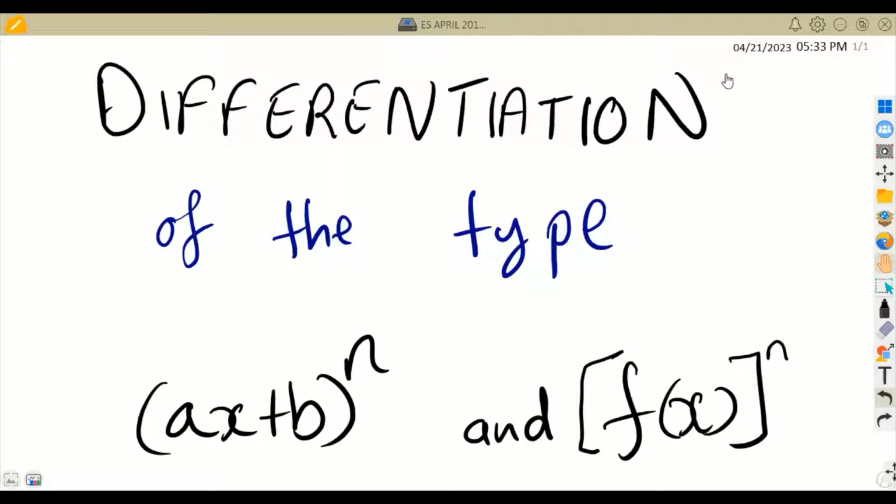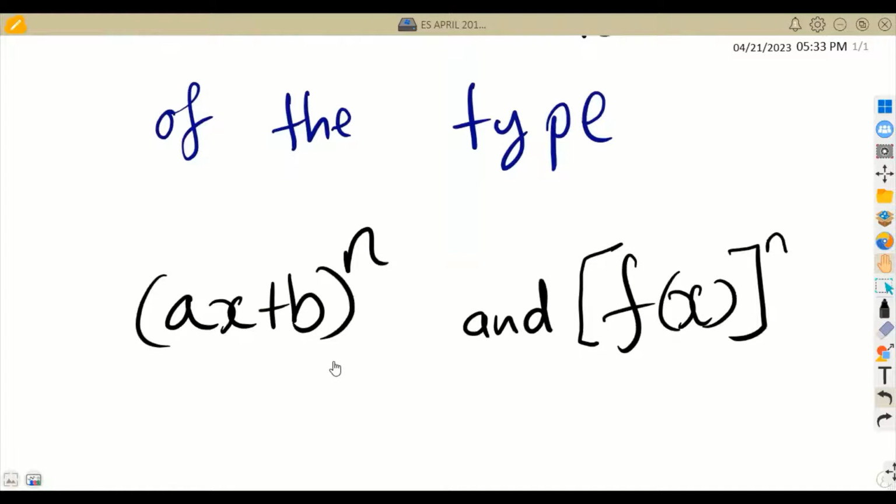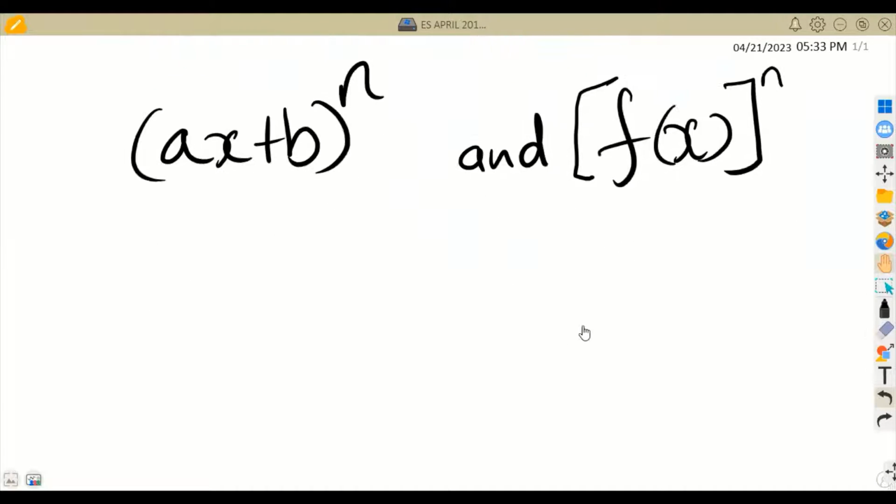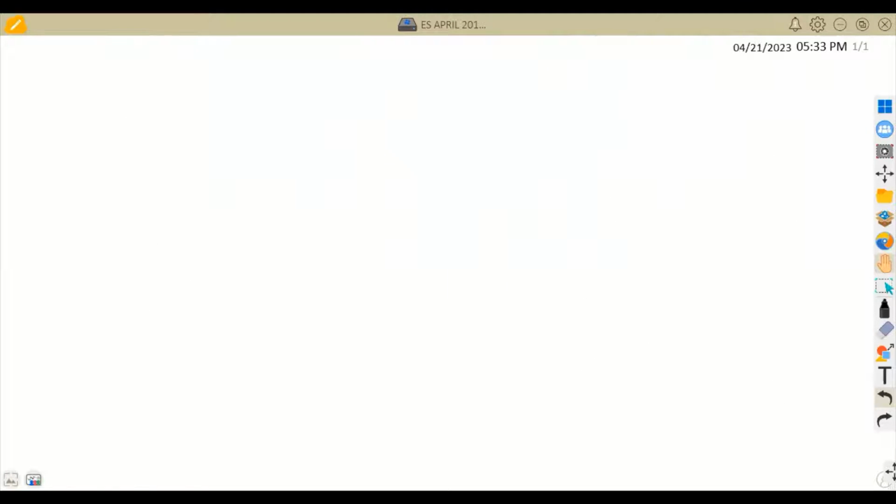We are going to focus in this platform on our algebraic expressions, but this time focusing on the type (ax + b)^n, and more simply, let's just refer to this as [f(x)]^n. So I'm going to explain how we are supposed to have these derivatives in our simplest form.